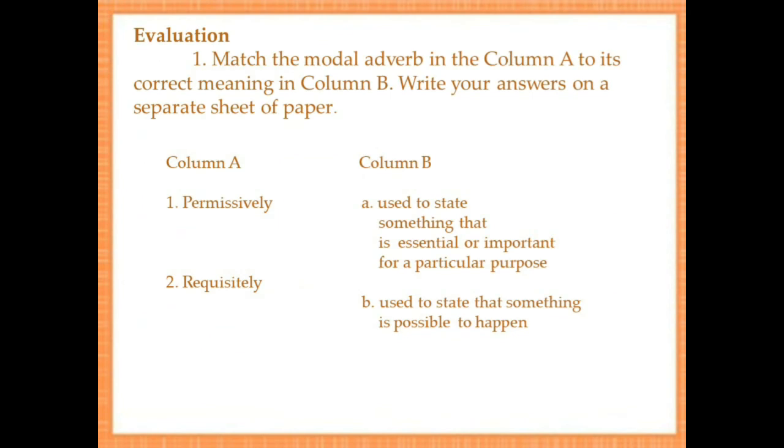Now let's proceed to our evaluation. Match the modal adverb in column A to its correct meaning in column B. Write your answers on a separate sheet of paper. In column A we have number 1, permissively, number 2, requisitely. Column B we have letter A, used to state something that is essential or important for a particular purpose. B, used to state that something is possible to happen.